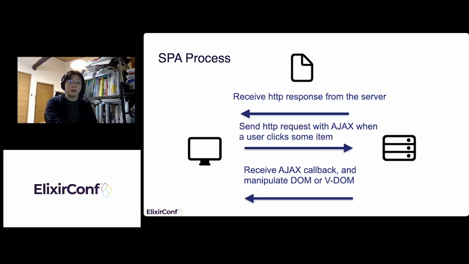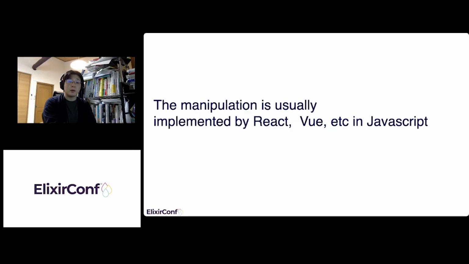Let's show the typical SPA process. First, receive an HTTP response from the server. Next, send an HTTP request with Ajax when a user clicks some item. Last, receive the callback and manipulate the DOM. The manipulation is usually implemented by React, Vue, and so on in JavaScript.